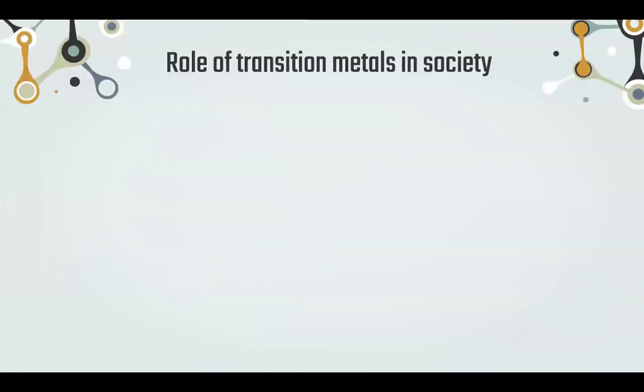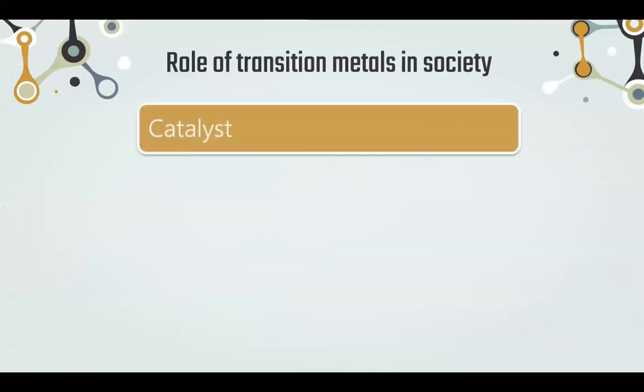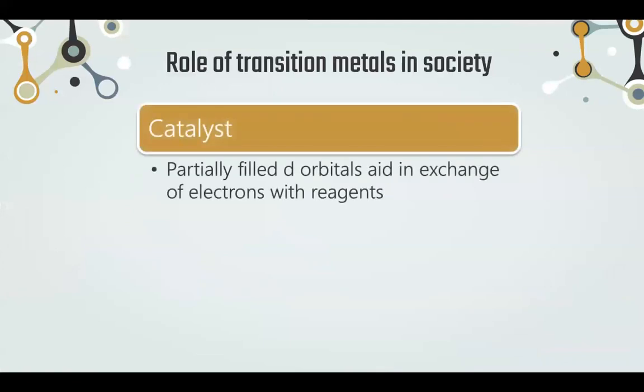First, the introduction. What is the role of 5D transition metals in society? They are important catalysts since their partially filled d orbitals can easily help to withdraw or accept electrons from reagents, providing alternative reaction pathways to lower activation energies of reactions.